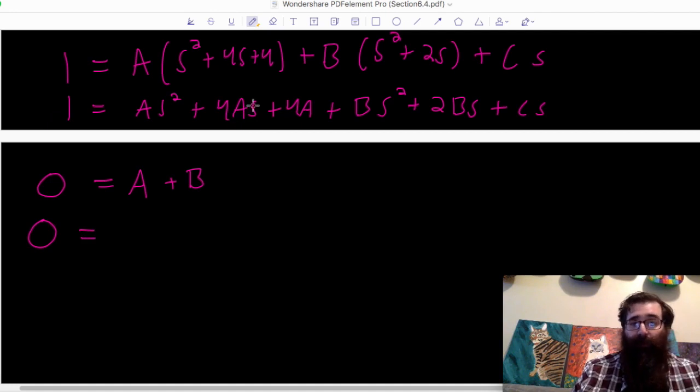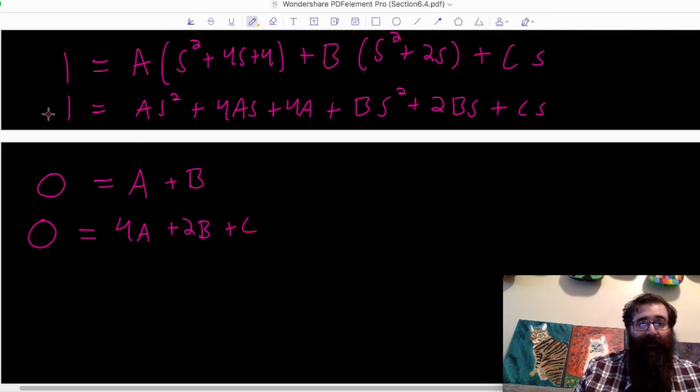On the right, what are my coefficients on S? I have a 4A from the 4AS, a 2B from the 2BS, and a C from the CS. So the 0S on the left is equal to the 4A plus 2B plus C on the S terms on the right. And what about just constants, or S to the 0? Well, I have a 1 on the left, and the only thing that doesn't have an S or an S squared would be the 4A term.